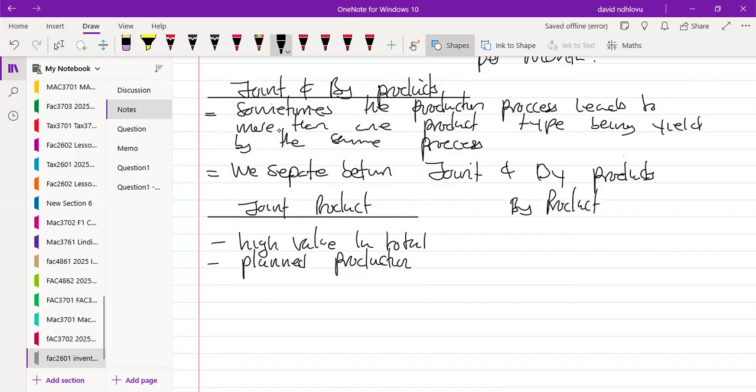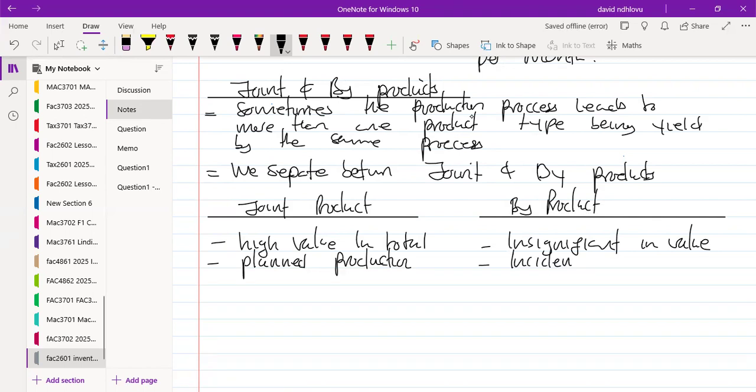Right? This is usually insignificant in value. It can still be sold, but it is insignificant in value compared with the other products derived. Right? And this is incidental production. It's not planned. It's a byproduct of the planned production. Then all of a sudden someone wants to buy it, you can't give it to them for free. You charge them a little something. So that's a byproduct. Right.